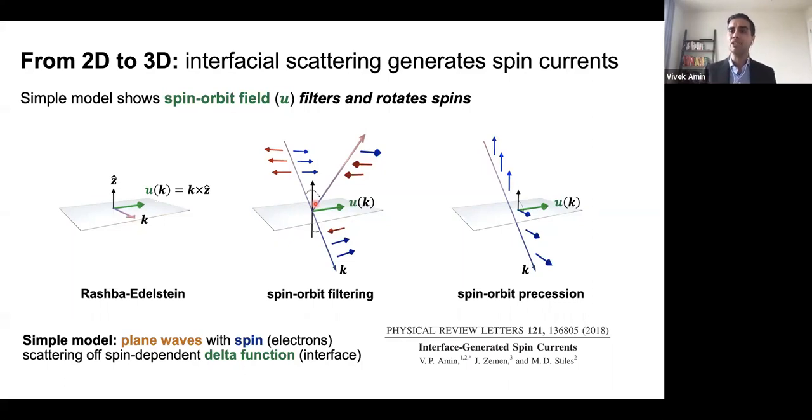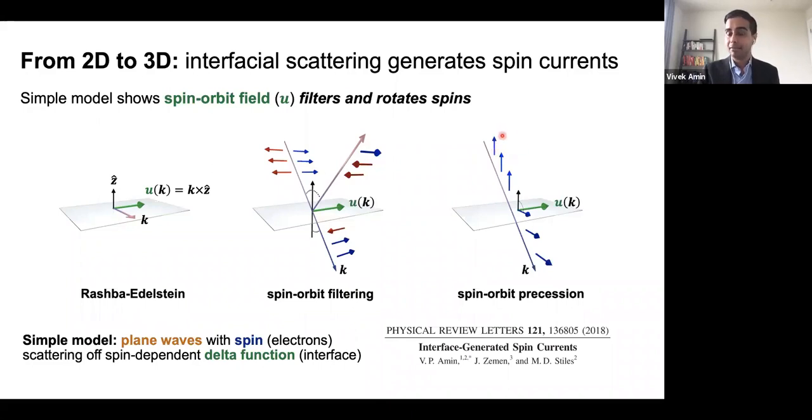So in other words, this is a way of taking the physics which is encapsulated in the Rashba-Edelstein effect and making it more realistic by switching from 2 dimensions to 3 dimensions. And so the net effect is that you have a filtering of these spins, which creates an out-of-plane spin current, which is polarized. Now, there's another effect that can happen.